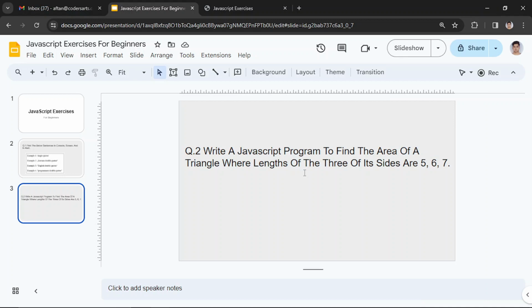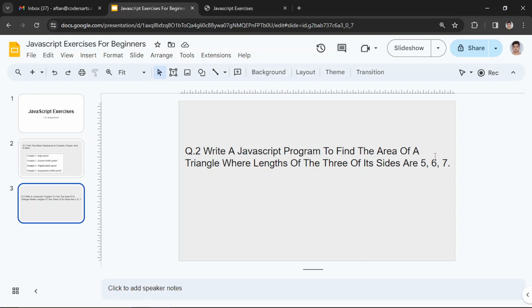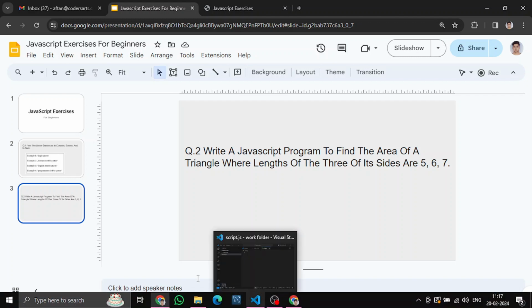So hello everyone, in this video we'll be working on our second challenge, which is to write a JavaScript program to find the area of a triangle where the lengths of its three sides are 5, 6 and 7. So we'll be finding the area of a triangle whose sides are mentioned as 5, 6 and 7 units.